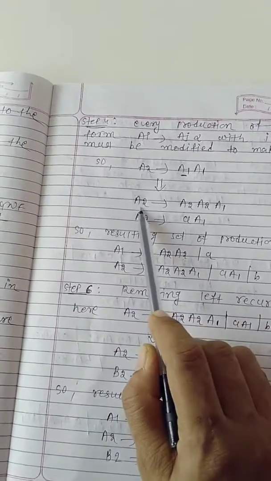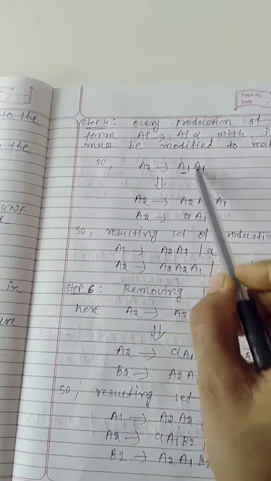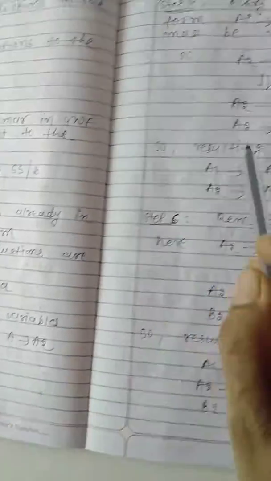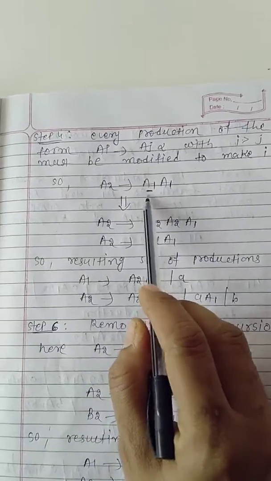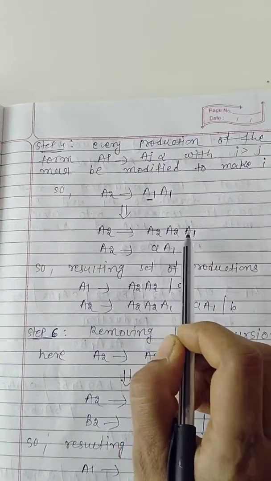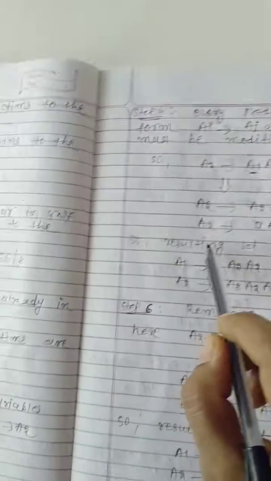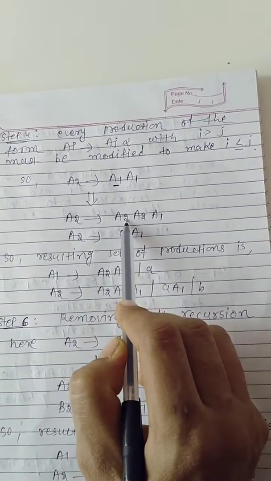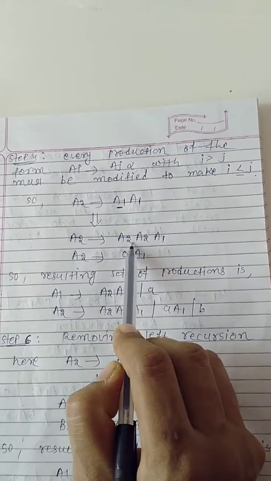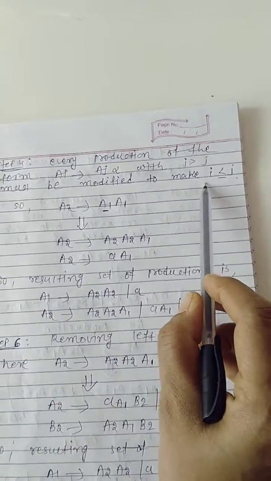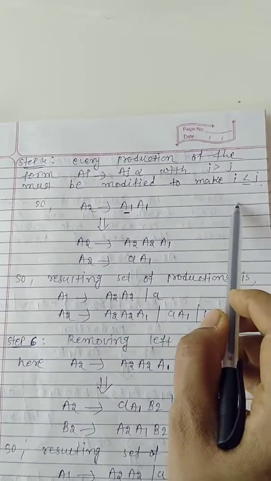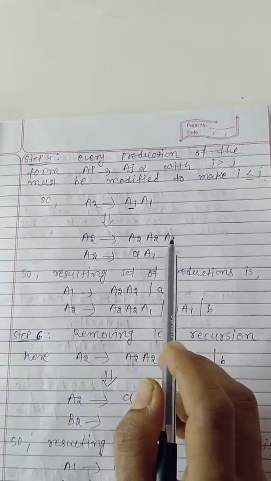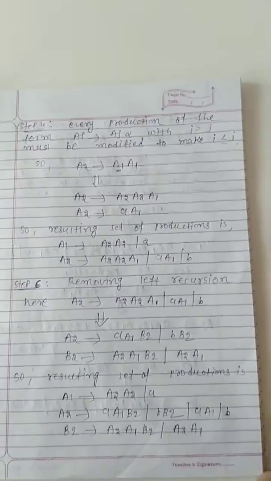So instead of this A1 we will put the value A2. So A2 equal to the value of A1 is equal to A2 A1, and A2 is equal to A1. So now this i and this j both are equal. So this is allowed as per our rule, meaning i should be less than j or equal to j. Over here i is equal to j, so it is allowed. There is no further modification required.